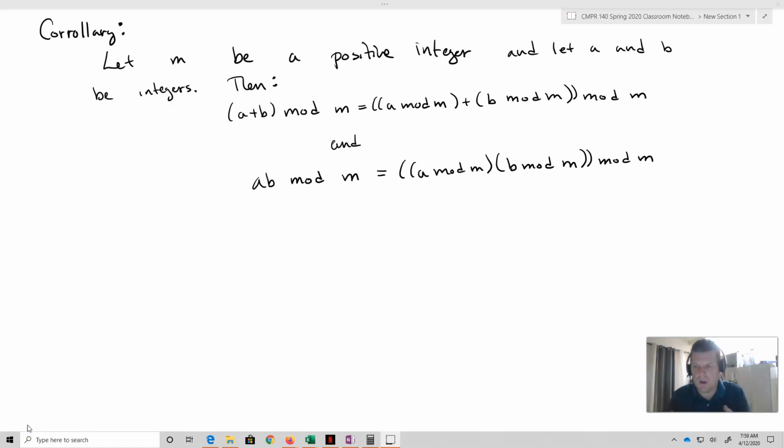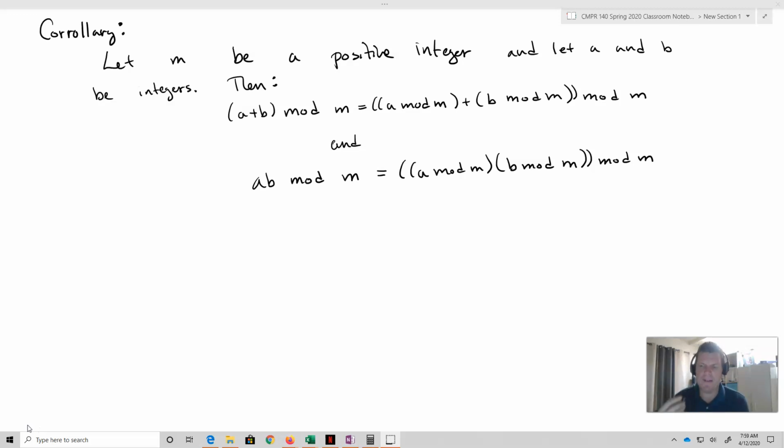So now I want to discuss a corollary that's going to allow us to do what's called modular arithmetic. That's addition and multiplication when we're working modulo. Okay, so the corollary states this: let m be a positive integer and let a and b be integers. Then (a + b) mod m equals ((a mod m) + (b mod m)) mod m. And ab mod m is equal to ((a mod m)(b mod m)) mod m.